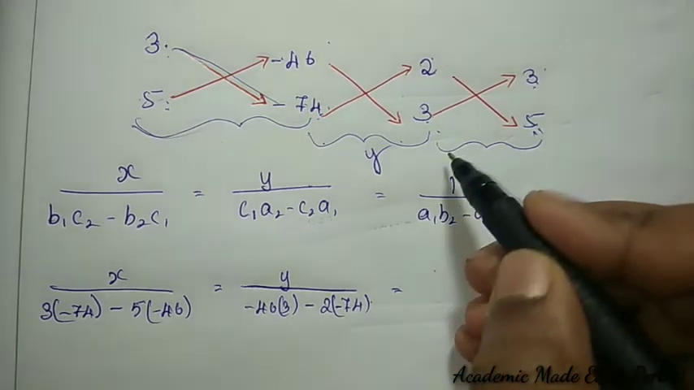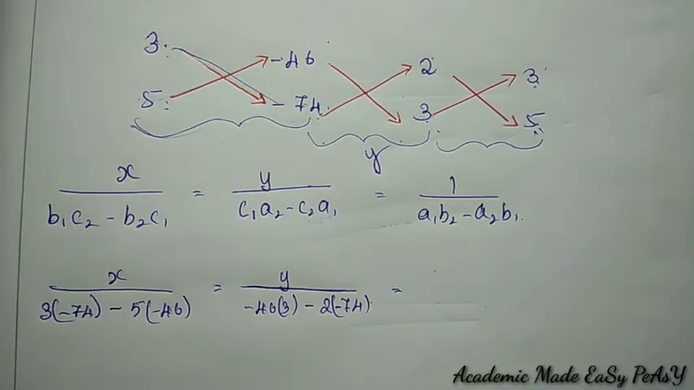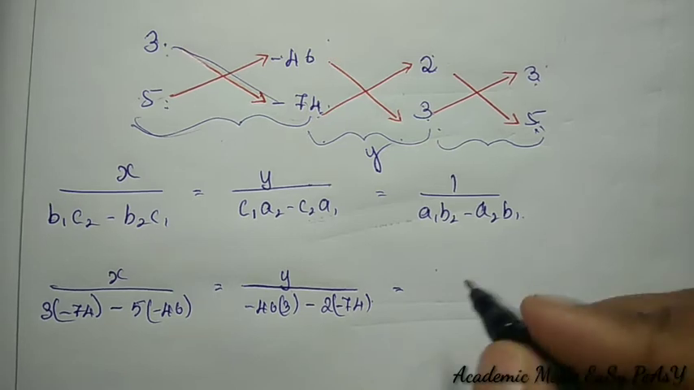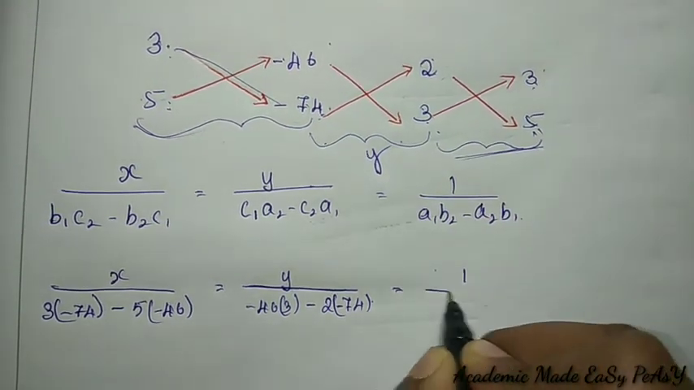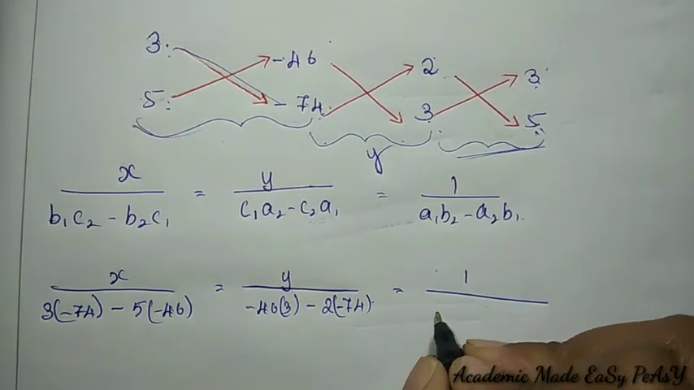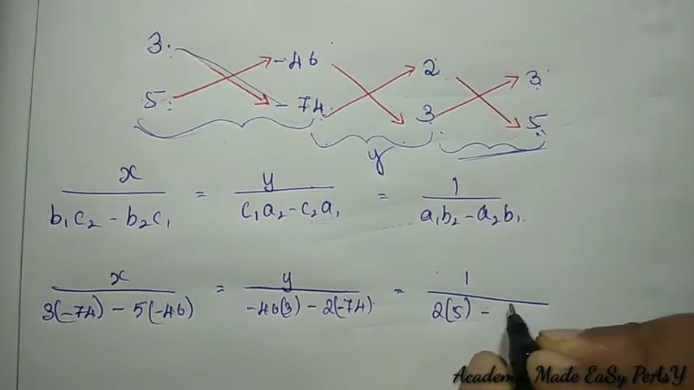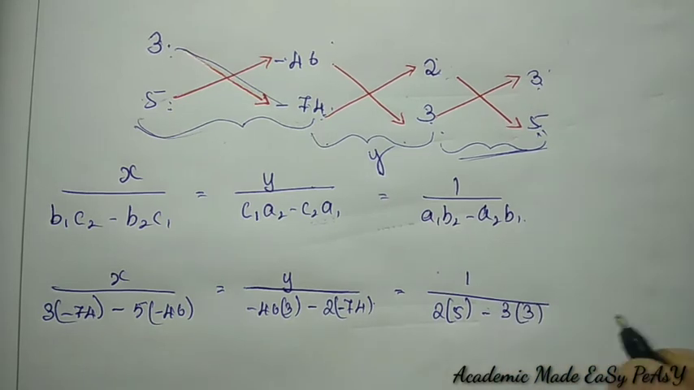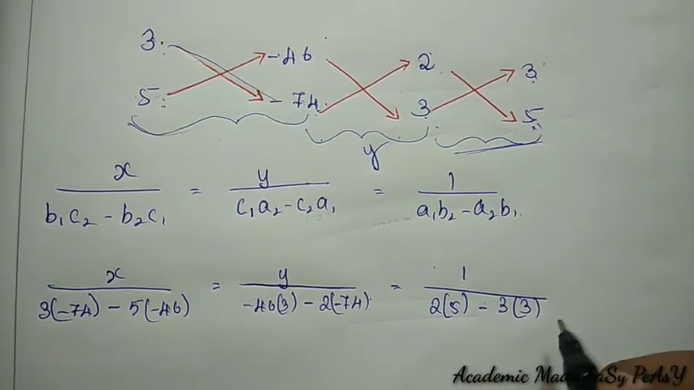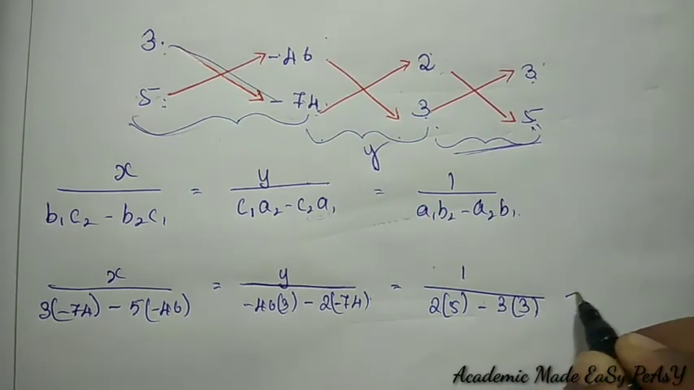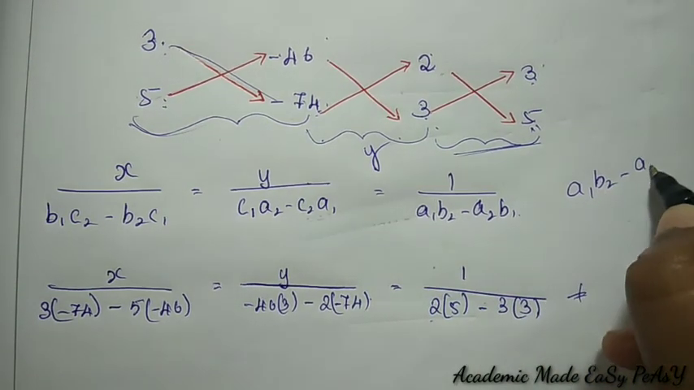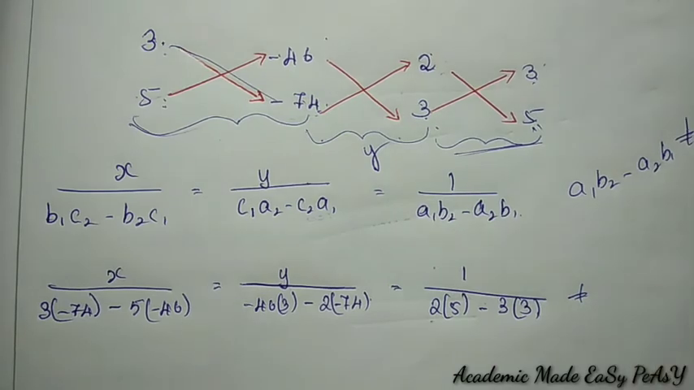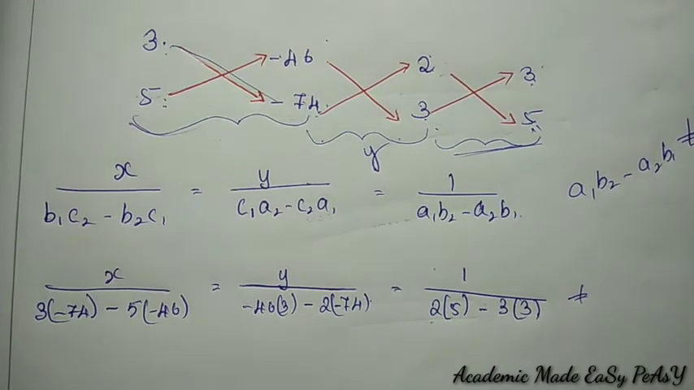Is this clear? If you have any doubts, just mention it in the comment box, I will teach you once more. Here this will be for 1: 1 divided by 2 into 5 minus 3 into 3. That is a1 b2 minus a2 b1, and this should not be equal to 0. Then only we can find the value of x and y.